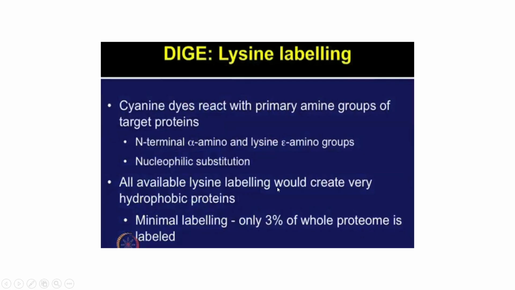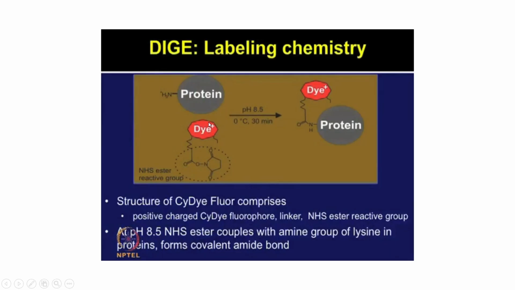Labeling all available lysine would create a very hydrophobic protein. So minimal labeling is generally preferred, because if you label everything, it might create a very hydrophobic protein, and because of that, all the separation techniques you will be using can get affected. So minimal labeling is done, wherein only 3% of the whole proteome is labeled. That's the reason lysine labeling is done.